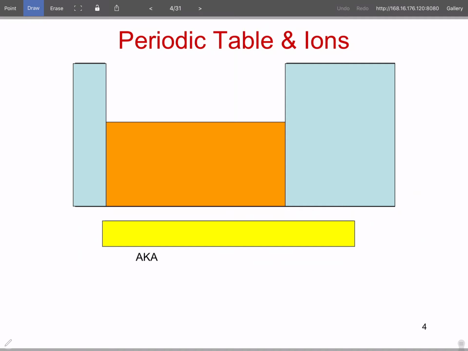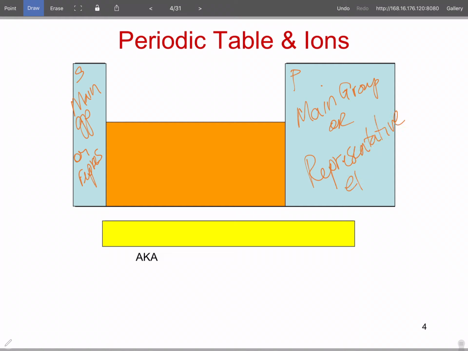So when we talk about the periodic table in general, what we're talking about is the groups. Now, remember we said that these are the s and the p orbitals filling, this is part of the main group or representative, as is this group over here. So these are main group or representative elements. And these basically are the s elements and the p elements.